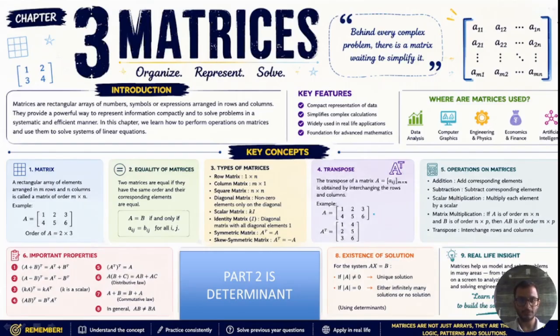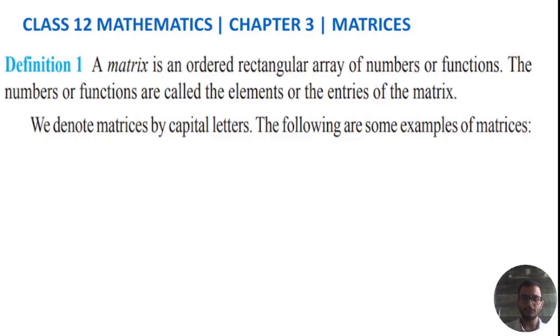So let's start. First is the definition of the matrix. What is a matrix? A matrix is an ordered rectangular array of numbers or functions. The numbers or functions are called the elements or the entries of the matrix. Basically, a matrix is one tabular form involving numbers or some functions. I will try to give some simple examples.